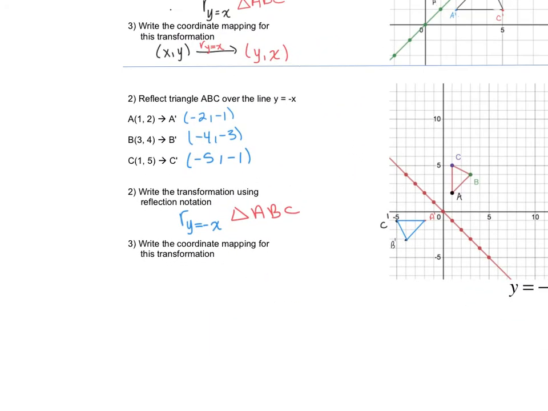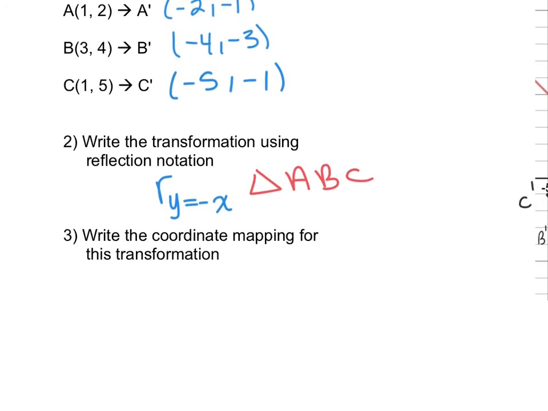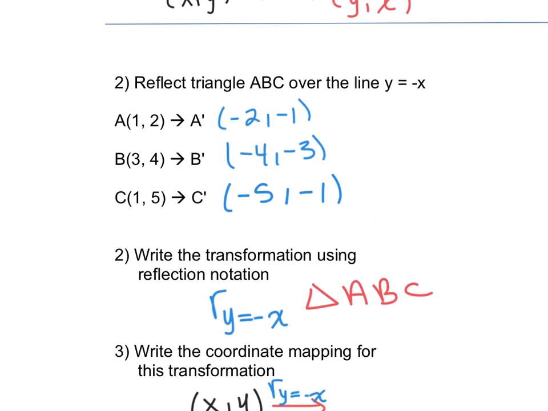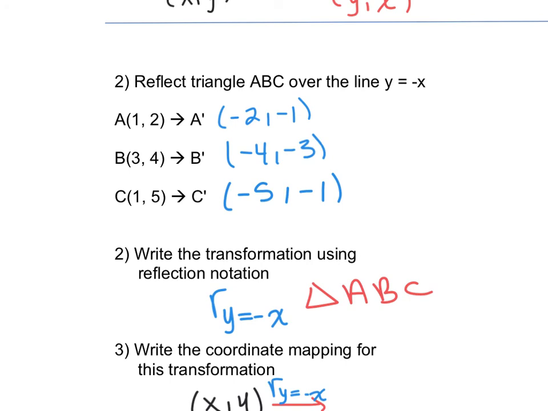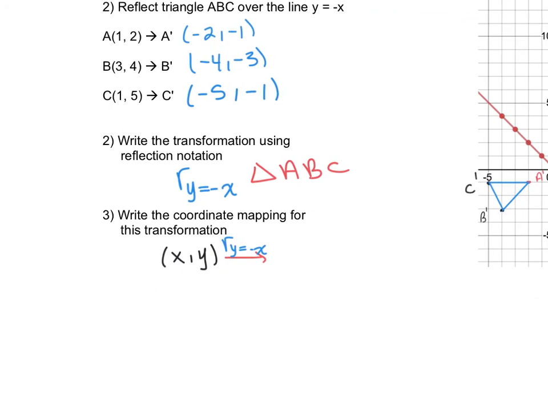Now, last but not least, if I want to write my coordinate mapping, I always start with x, y. And then after performing this reflection over y equals negative x, let's look at our final answers. Well, if I started with a 1, 2, and then got a negative 2, negative 1, so I went from positives to negatives for both. If I started with a 3, 4, I ended with negative 4, negative 3, so still did a flip and became negative. And for C, I started with 1, 5, and then ended with negative 5, negative 1. So I still did another flip, and I made everything negative.